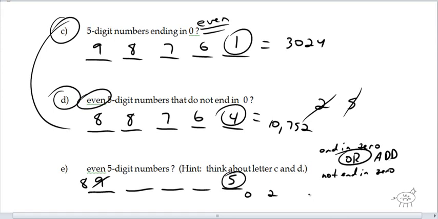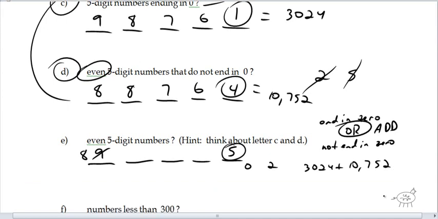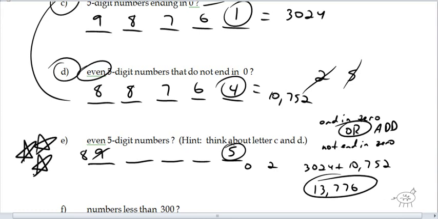So basically it's 3,024 plus 10,752. Okay, you add those 2 possibilities. And if you add those together, you get 13,776. That's your answer.